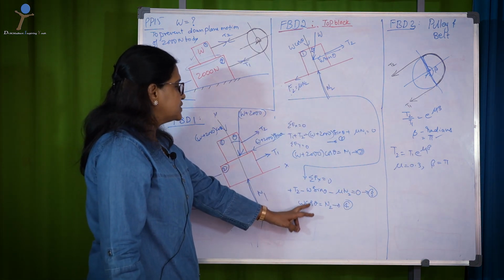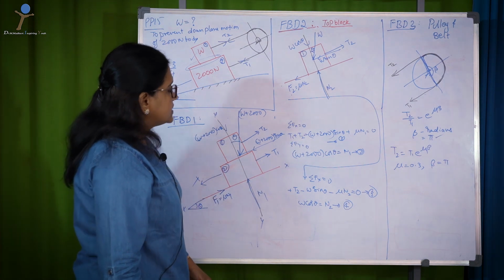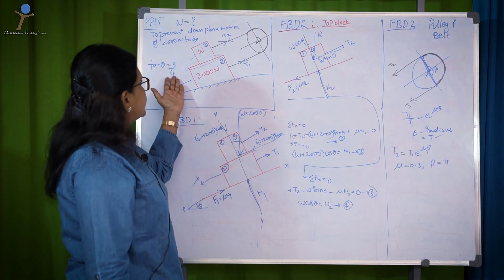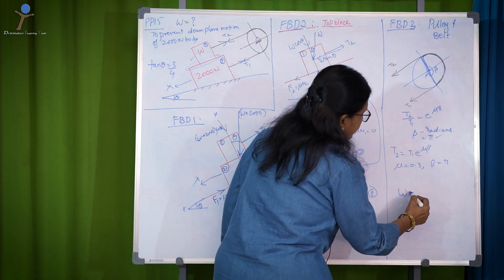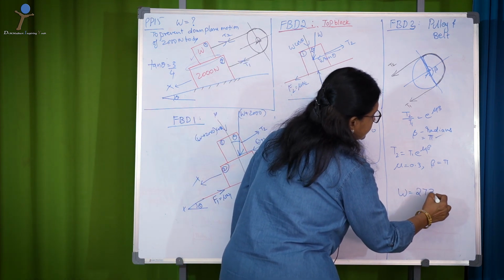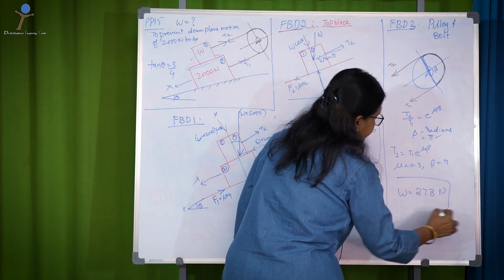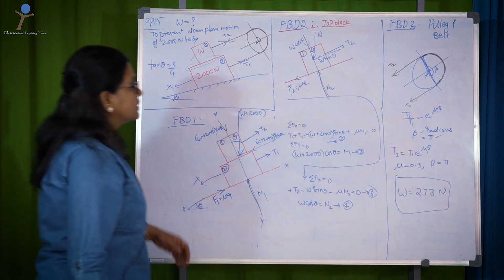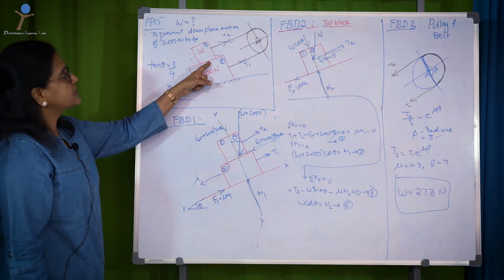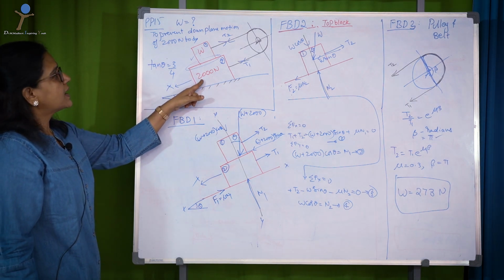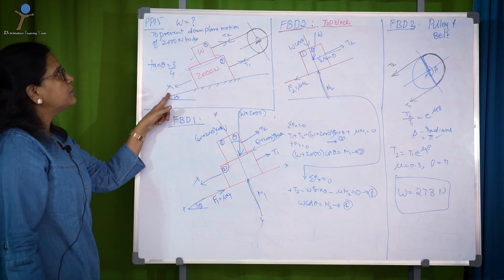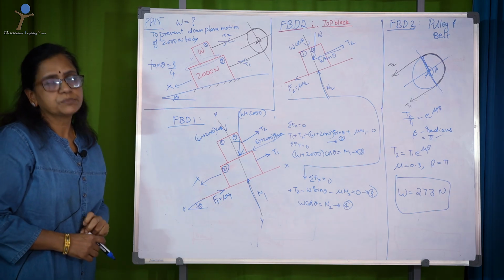Those relations you substitute here, and theta is already known, tan theta is 3 by 4. You substitute, and you are going to get W, which is around 273 newtons. So you apply a weight of 273 newtons on top of the 2000 newton body, so that you can prevent the down-plane motion of the 2000 newton body.